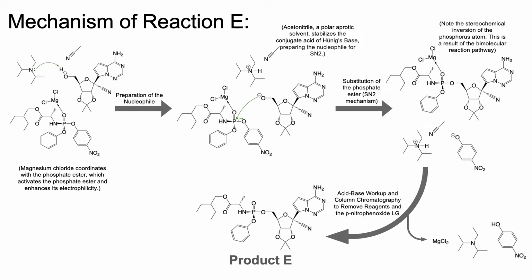We propose that magnesium chloride is used to coordinate with an oxygen atom on the phosphate ester, enhancing the electrophilicity of phosphorus. In addition, acetonitrile, the solvent, will stabilize the charge on the conjugate acid of Hunig's base, further allowing for the nucleophile-electrophile interaction. The substitution reaction that occurs is bimolecular with a concerted mechanism, giving way to the new phosphate ester. Further separation techniques are used to work up the reaction to prepare for reaction F.